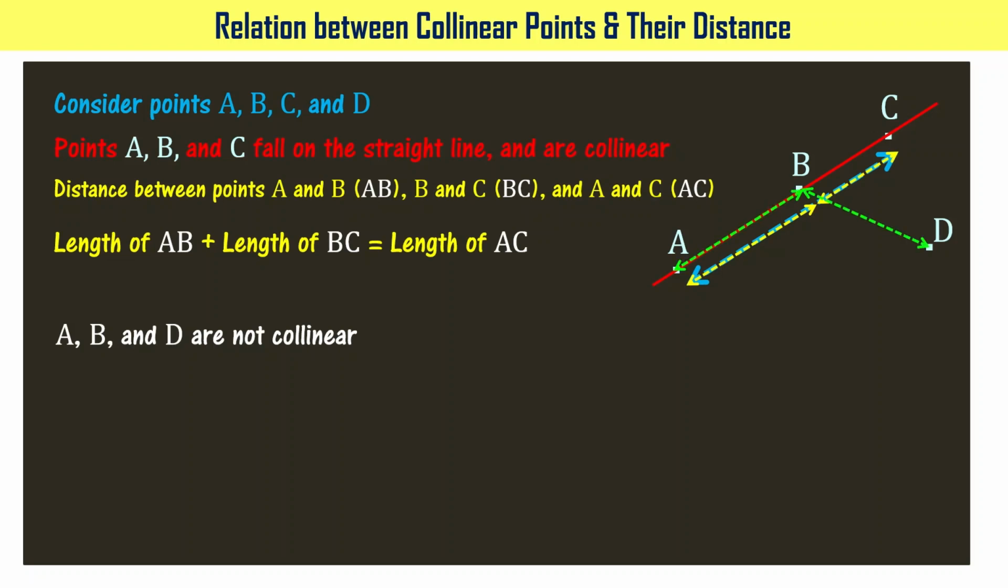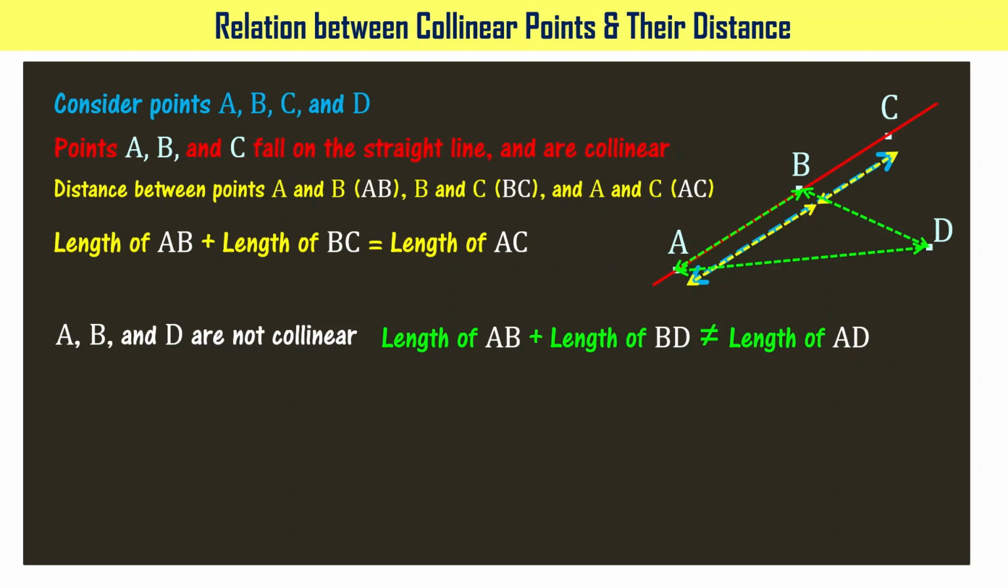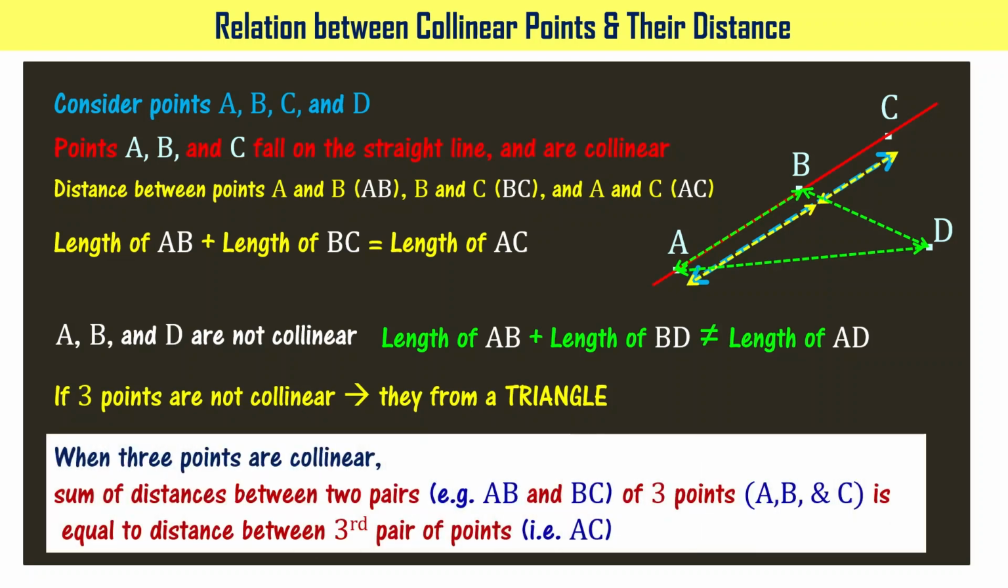If you observe the distances between AB, BD, and AD, there is no equality relation as such. So the length of AB plus the length of BD is not going to be equal to the length of AD. Another interesting point to note here is that when these 3 points are not collinear, they form a triangle. Please note this point.